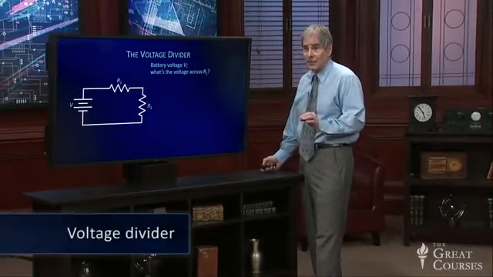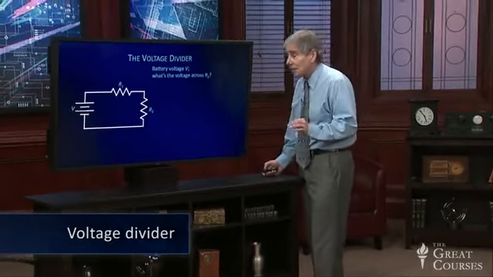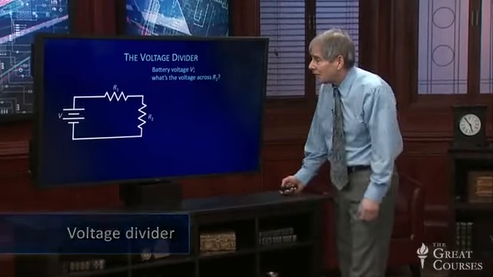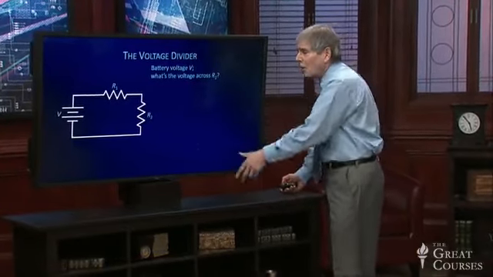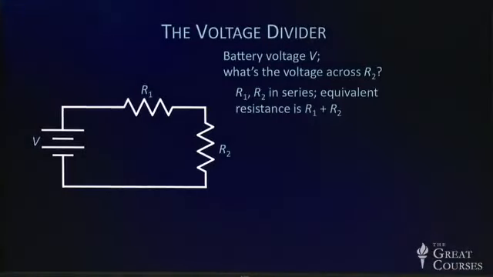It's called a voltage divider, and it is basically two series resistors across some source of voltage. So the battery voltage is V. We have resistor R1 and R2. We want to know what's the voltage across resistor R2. So those resistors are in series, and the equivalent resistance we've just seen is the sum, R1 plus R2.